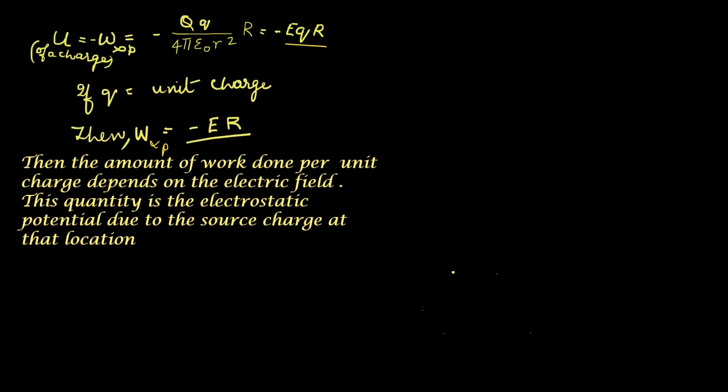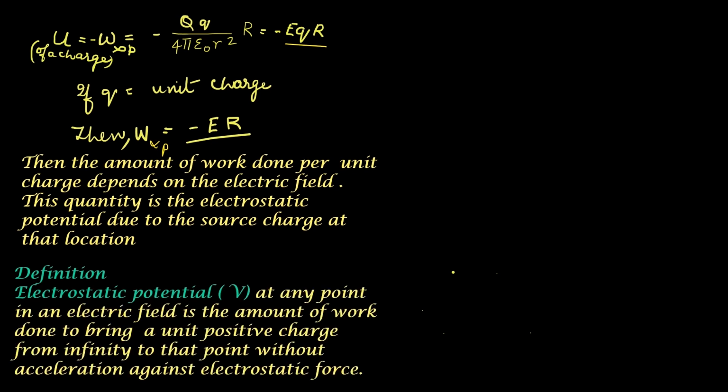R is the distance of the location from the source charge. I have already given a definition for electrostatic potential at the beginning of the video, but a more meaningful definition will be: electrostatic potential capital V at any point in an electric field is the amount of work done to bring a unit positive charge from infinity to that point without acceleration against electrostatic force. You can give this definition as the answer for a question based on definition for electrostatic potential.